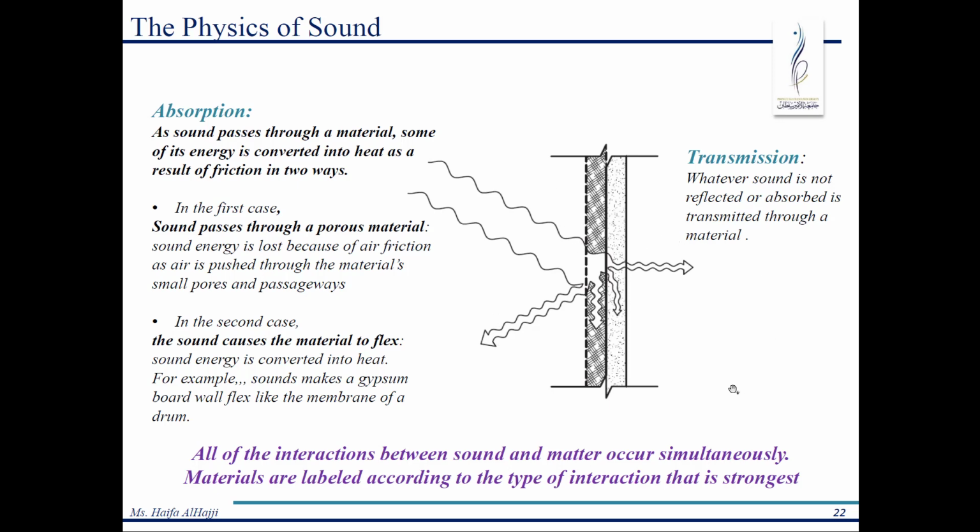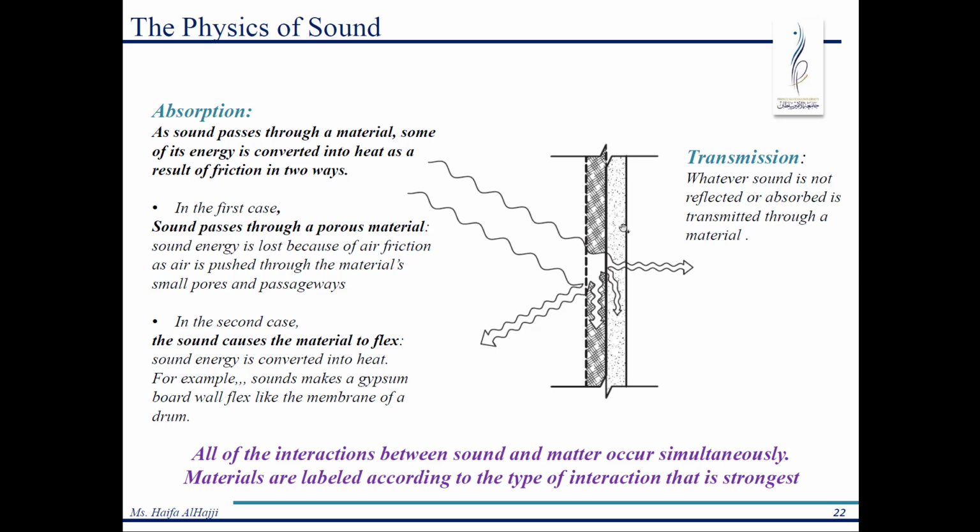So you characterize each material by the percentage of each of these three interactions: transmission, absorption, and reflection. For example, if this incident sound hits this wall and 70% is reflected off, then this is a reflective material, even though some of the sound is being absorbed or transmitted to the other side. This is how you characterize the materials.